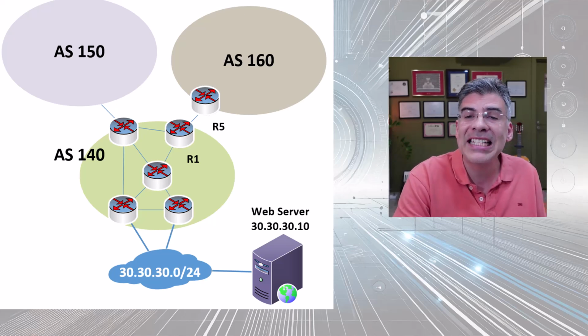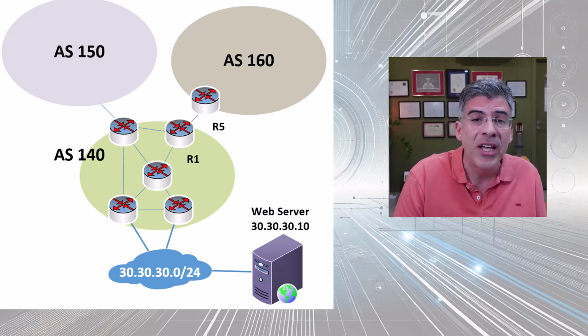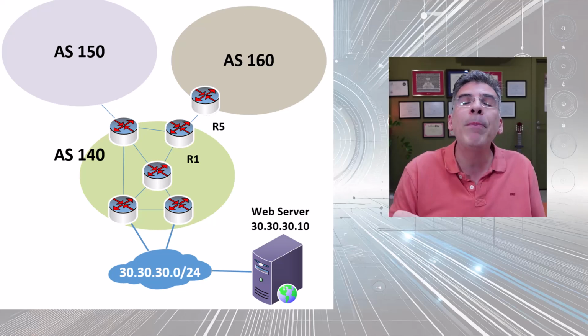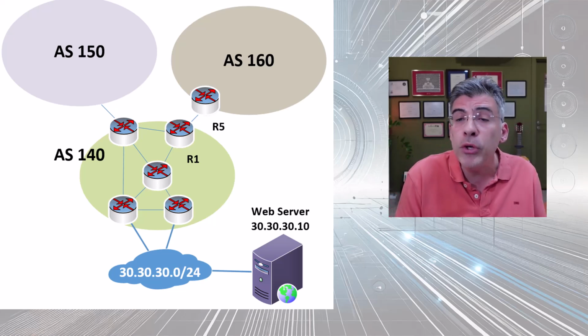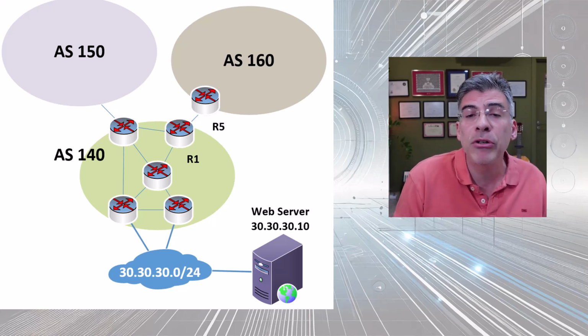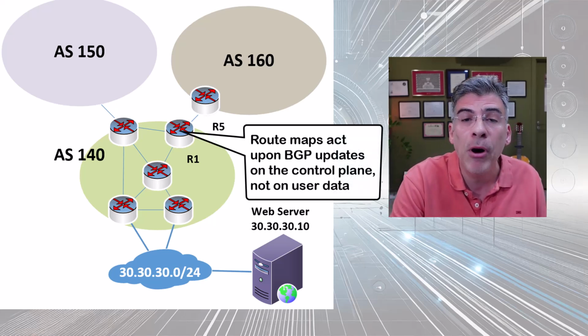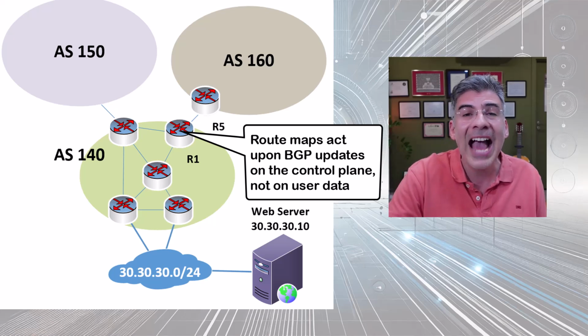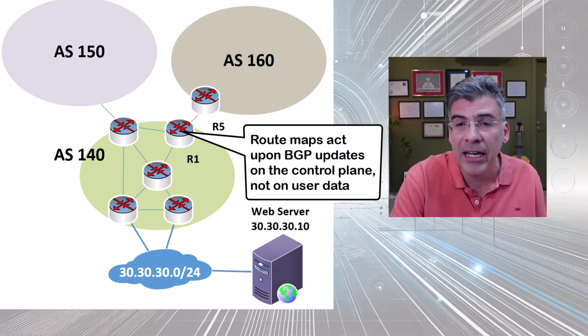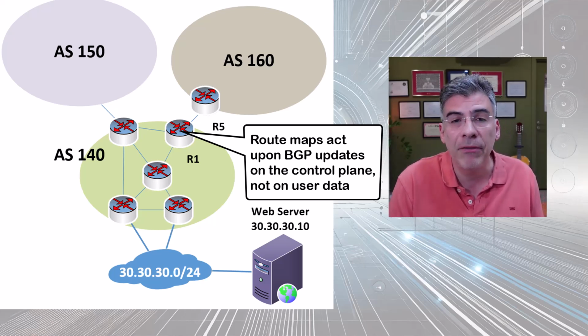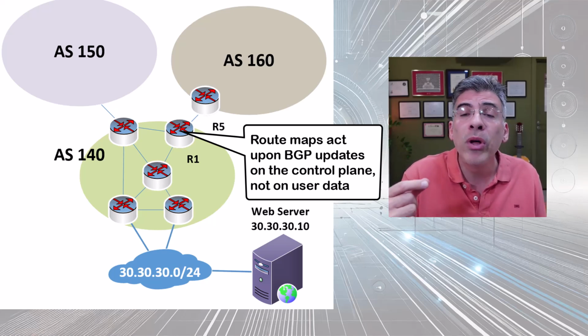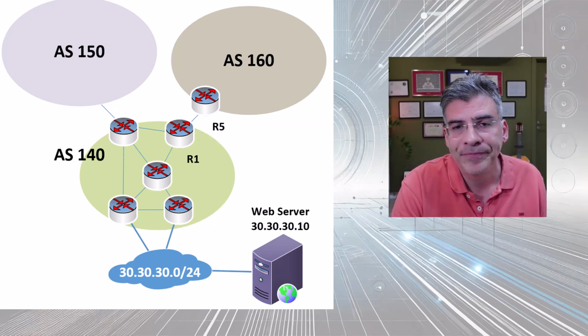Now, one more thing I'd like to add before I end off with route maps is that the inbound and outbound directions are often confused with inbound and outbound directions of user data. Remember, the route maps act upon BGP updates. They act upon control plane data, not the user data itself. And understanding this will resolve much confusion.